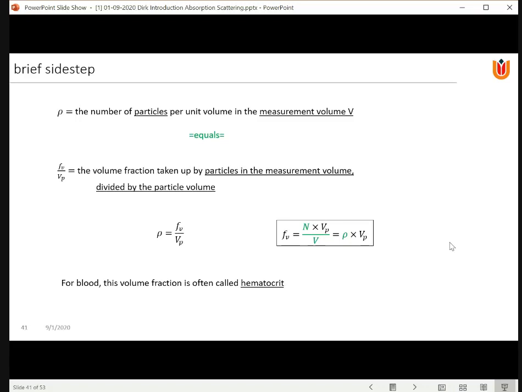I mean 40-45% more or less volume fraction. So that means that, let's stick with 45%, 45% of your blood volume is taken up by red blood cells, and the rest is plasma or white blood cells or whatever. But that is what this volume fraction is. So most of it is red blood cells.